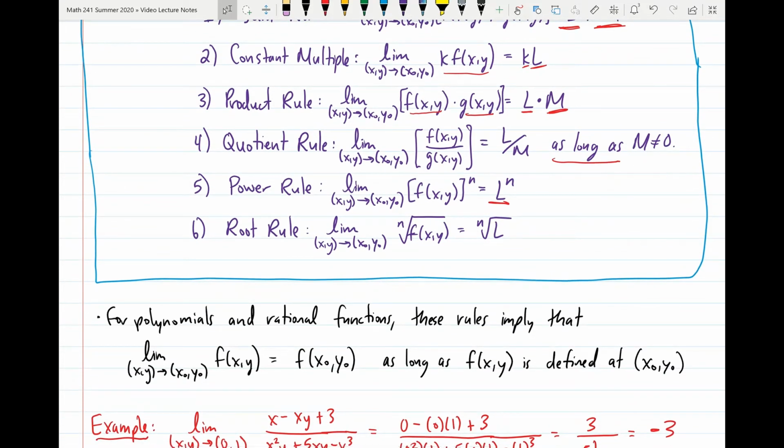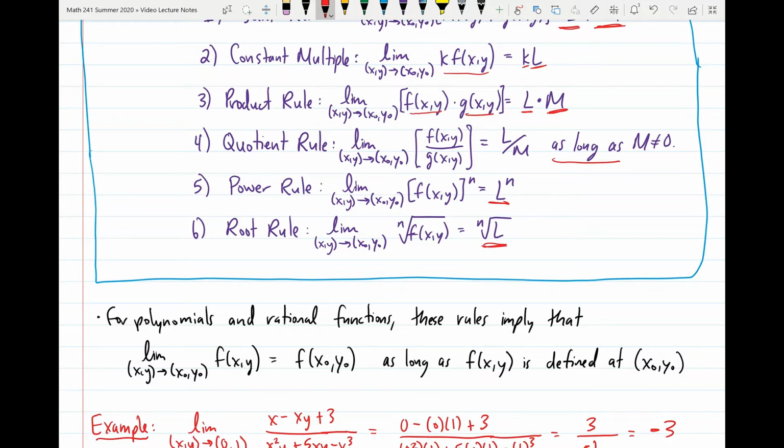And finally, the root rule. Now if I take f of xy and raise it to the 1 over n, and I take the limit, then the limit is going to be equal to the nth root of L. And there are some conditions that have to be satisfied for the root rule here.